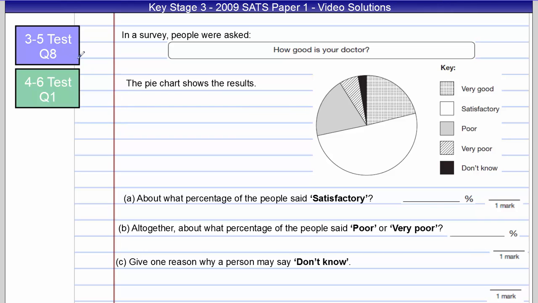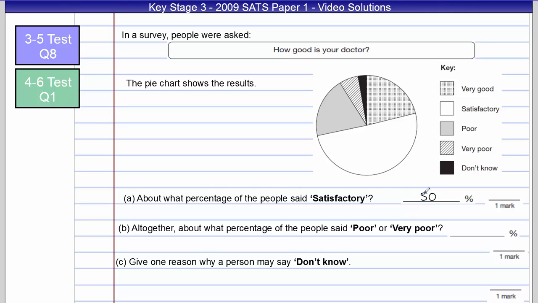Question 8 on the 3-5 test, or question 1 on the 4-6 test. In a survey, people were asked, how good is your doctor? The pie chart shows the results. In part A, it says about what percentage of the people said satisfactory. If we look at the key over here, satisfactory is the bit that's completely white. And in the pie chart, that's this half of it here. And half of something is 50%.